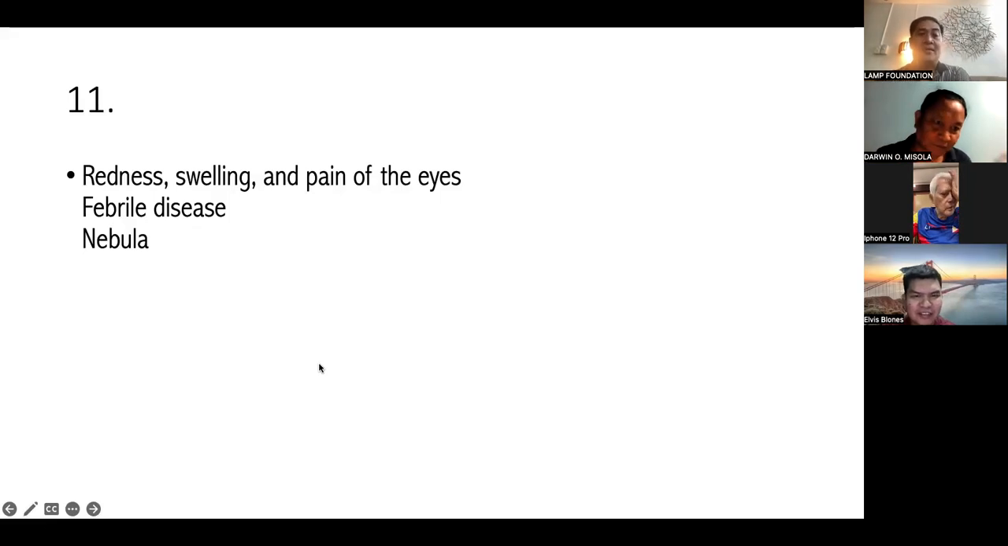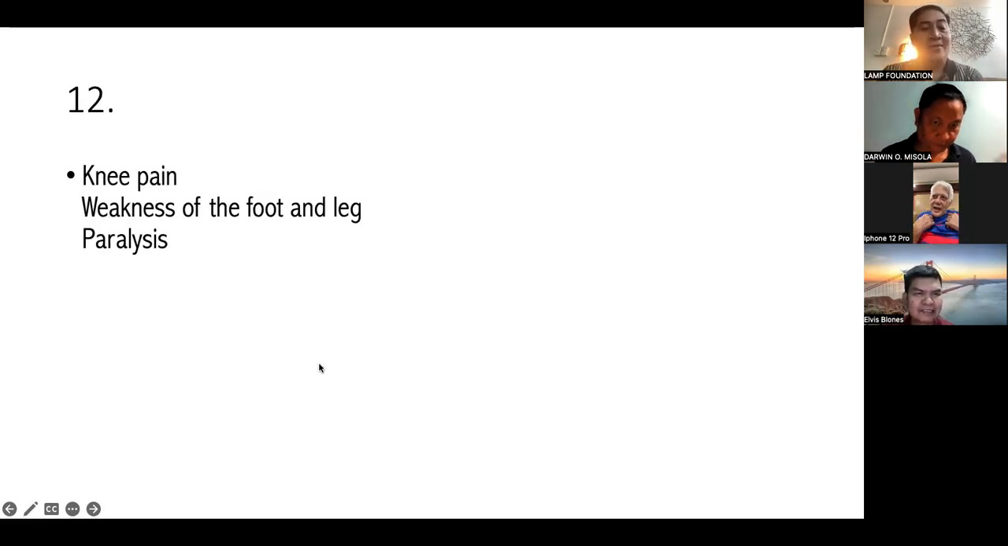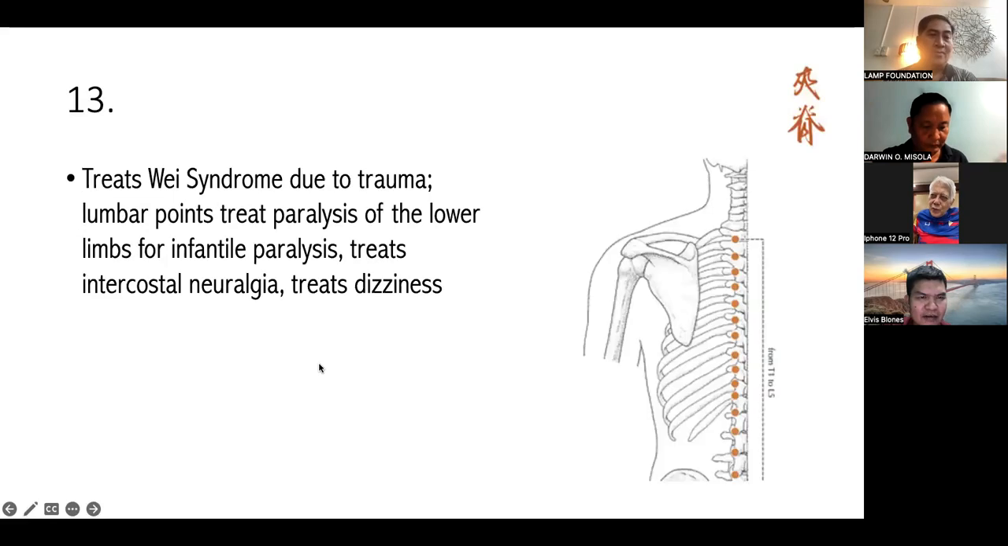Okay, anong tawag sa extra point, which is effective for redness, swelling, and pain of the eyes? So the next time you have that, you try to use this point. Febrile disease and also nebula. Urgian, Doc. Okay. Apex. Okay, yeah, urgent. Okay, ano naman itong point, which is very good for knee pain, weakness of the foot and leg, and paralysis? Heading, Doc. Wow. Okay.